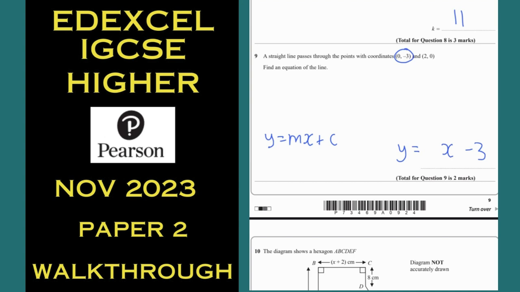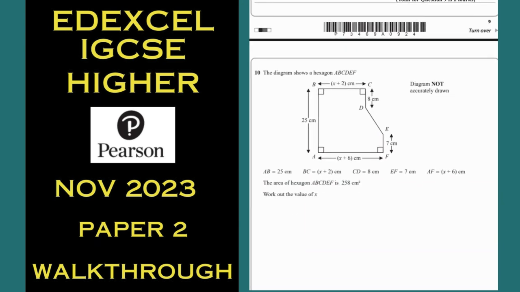The work it out is about the gradient. The way you work out the gradient, changing y's over changing x's. So change means difference, difference means subtract. So 0 take away -3 on the top, 2 take away 0 on the bottom. That's our gradient. Feel free to change it to 1.5 if you want.